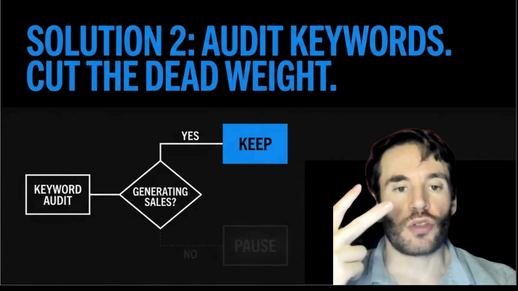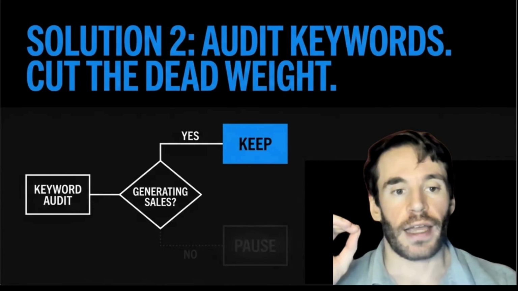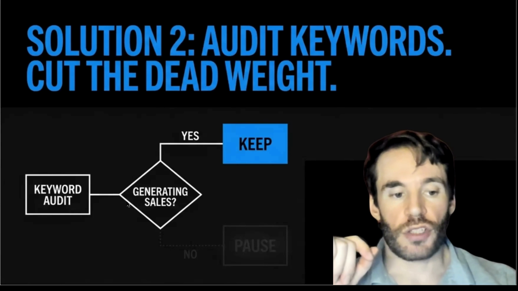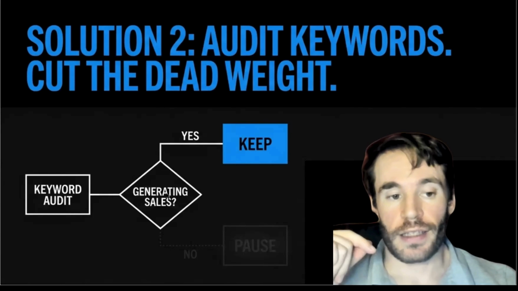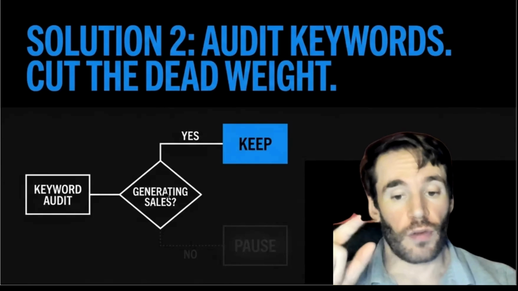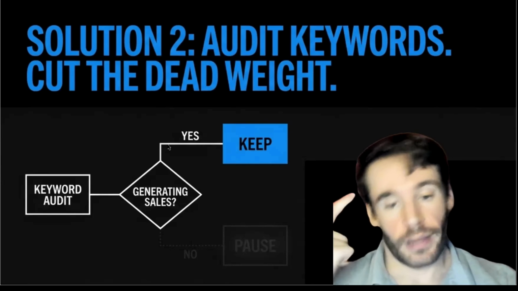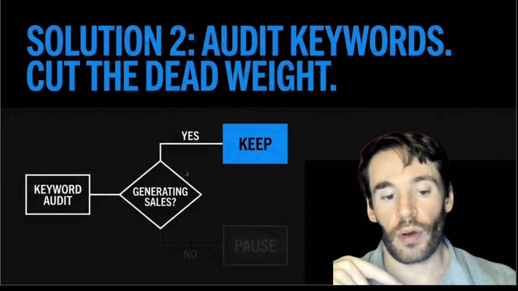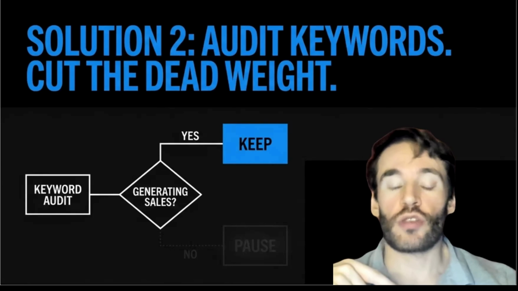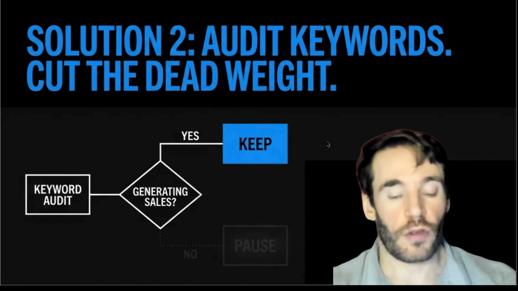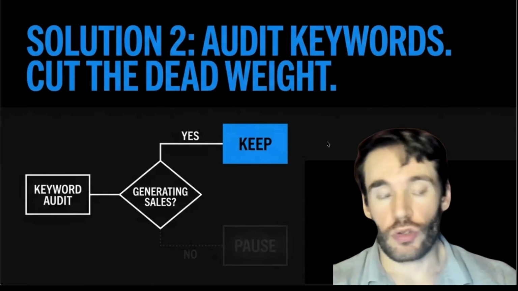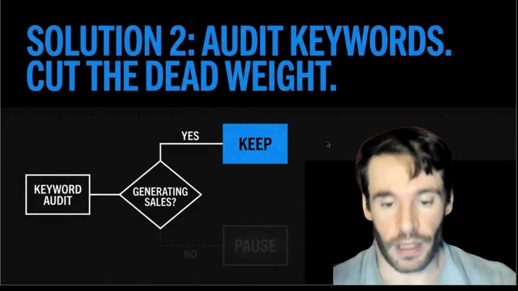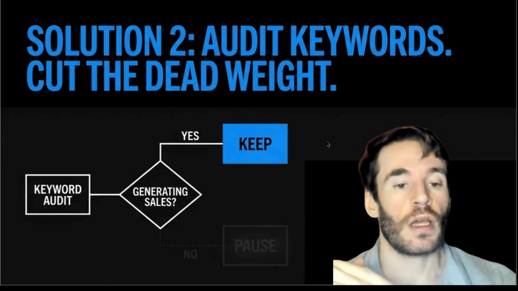So solution number two is to audit the keywords and cut the dead weight. You need to do an audit of the keywords. Are those generating sales? Yes or no? You need to validate them with clicks or intellectually. There is a system to intellectually validate them. Then you decide whether to keep or pause. You need to do it with software. Usually there are softwares that you need to use to apply this system. You can go below, there is a guide explaining which softwares.